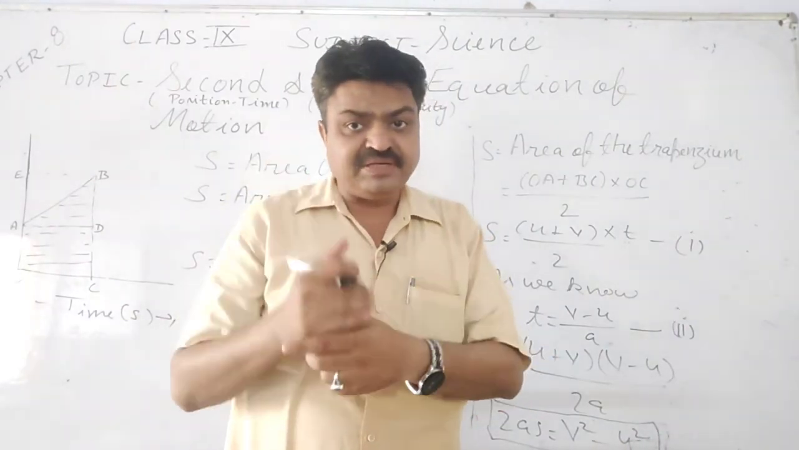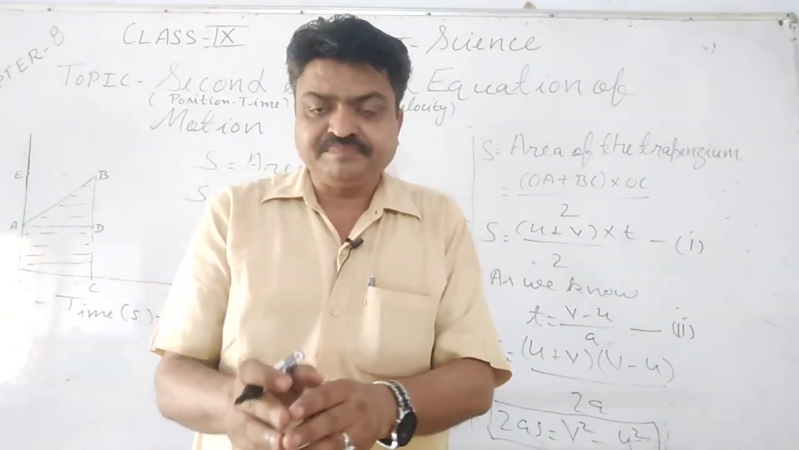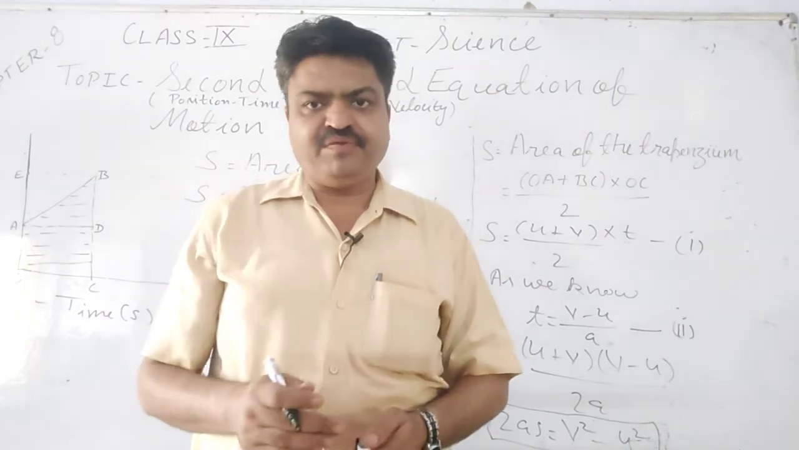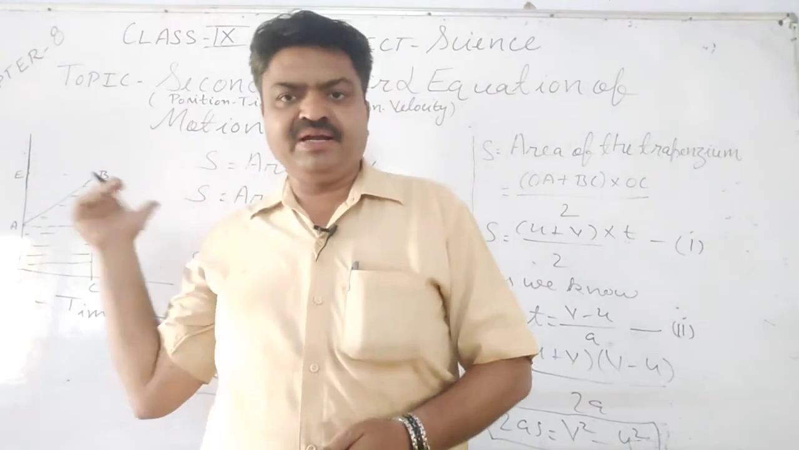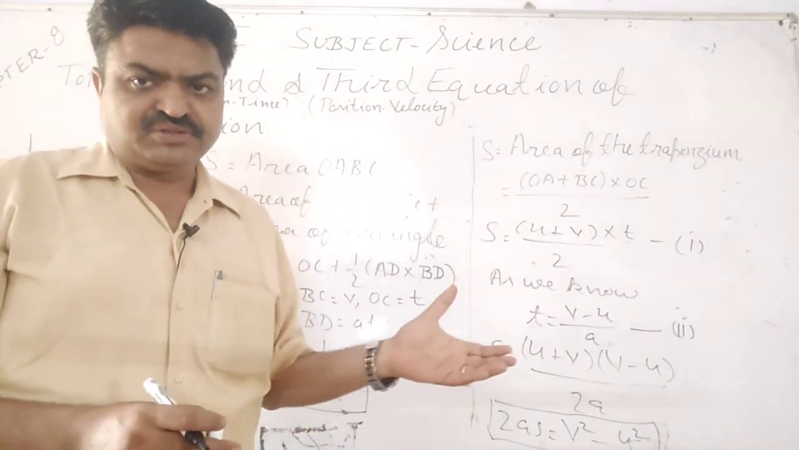So what is the basis of this? The basis of this is the area of trapezium. If we know the formula of area of trapezium, then with the help of the graph, we can easily get these two equations of motion, students.